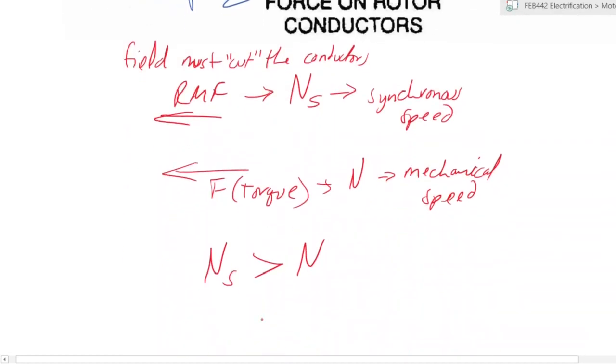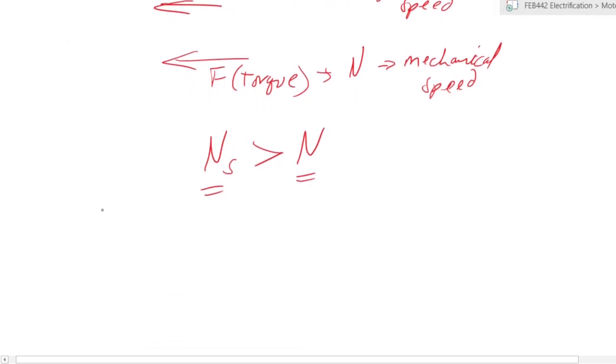And if the synchronous speed was equal to the mechanical speed, the field would be moving at the same speed as the conductor, and that would mean there would be no difference between the two. Therefore, we must have what is called slip. And slip is equal to S, which is the synchronous speed minus mechanical speed over synchronous speed times 100%. So this is the difference between the two over the synchronous speed.